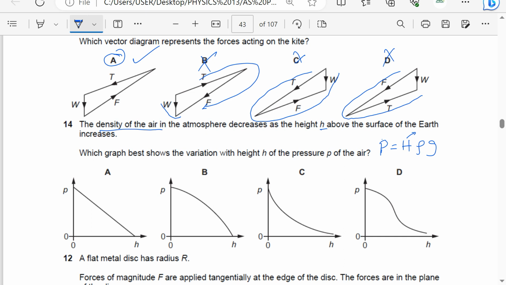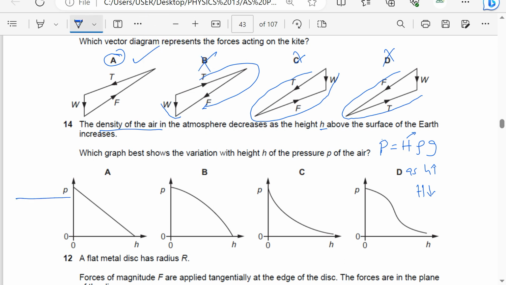But remember, the density of the air in the atmosphere decreases as the height h above the surface of the Earth increases. So as small h increases, that is the height above the surface increases, it means the height of the air column above the surface decreases. What does that mean? Think of a situation when you go up a mountain, or not, I will not use a mountain. Think of the situation when you go above the earth's surface.